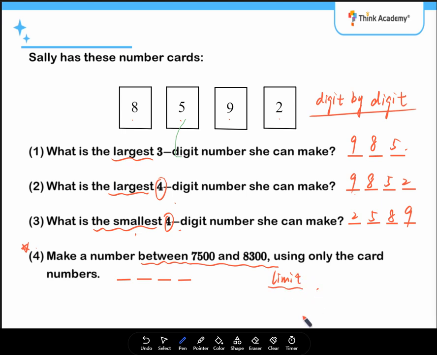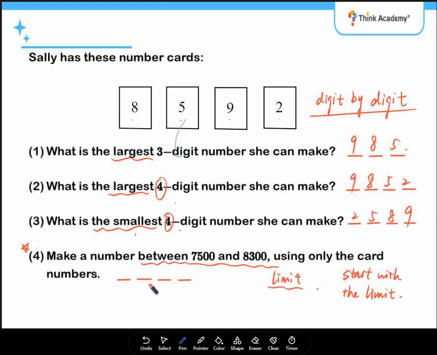Everyone pay great attention: once we have any limit, whether it's an even or odd number, or whether it is a multiple of 3 or a multiple of 4, something like that, we always start with the limit. And here, since the limit is the range, how large this number should be, I guess we should start with the first digit, because that determines how large the number should be.